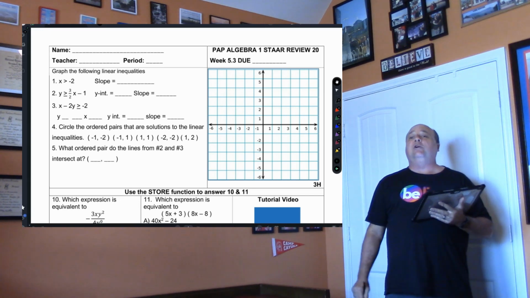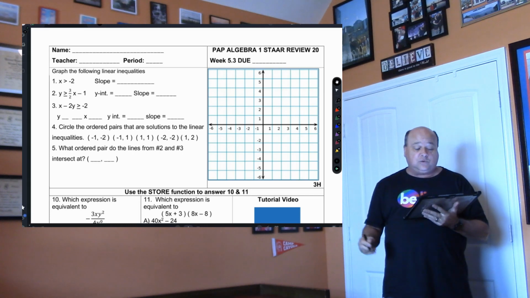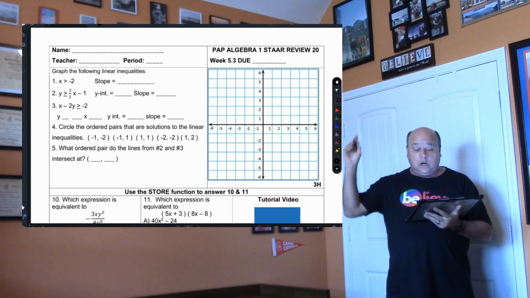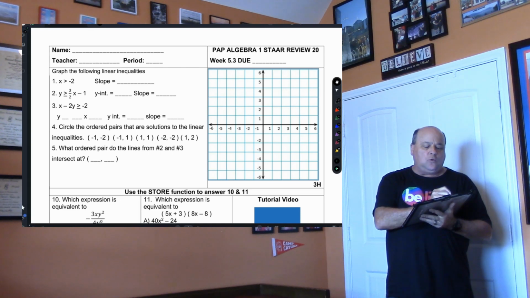We're going to start off by graphing inequalities. You need to remember how to graph inequalities. This was a big weak link on your benchmark.